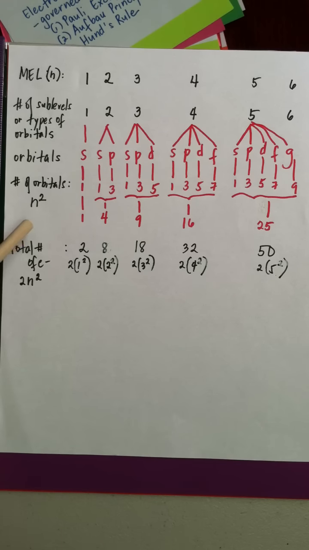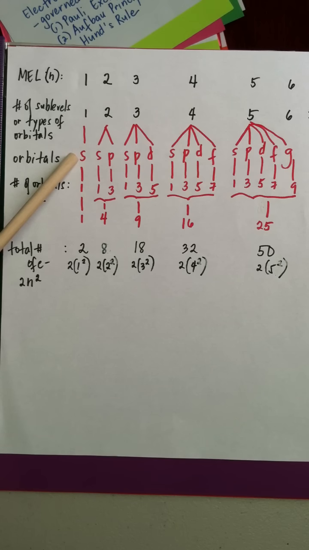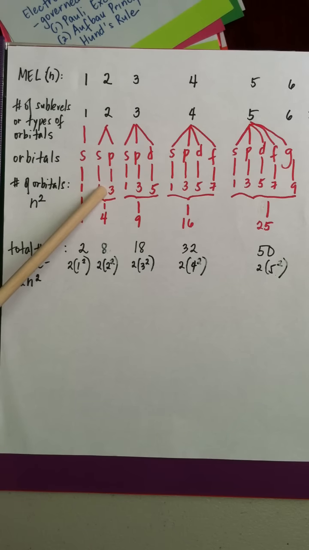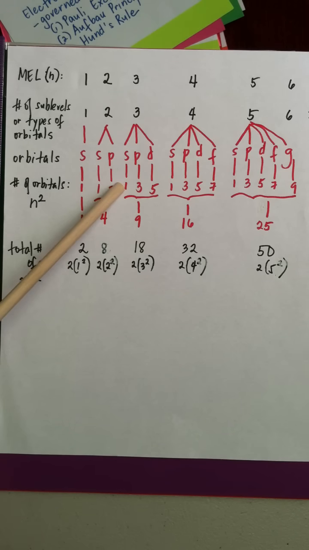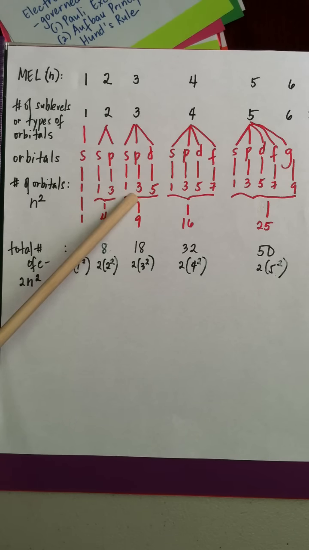So, if we are to look at the number of orbitals, we can have the formula n squared, where n refers to the main energy level number. So, 1 squared will be 1, and that refers to the s orbital. 2 squared is 4, and that refers to the 1 s orbital and the 3 p orbitals. 3 squared is 9, and that refers to the 1 s orbital, 3 p orbitals, and 5 d orbitals.